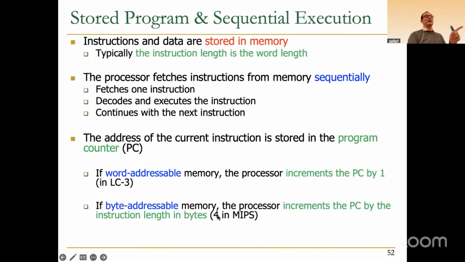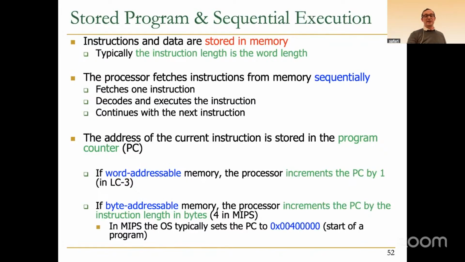We're going to see by 4, because your addresses are referring to 1 byte, and each instruction is 4 bytes. So if you want to go to the next instruction, you increment the address by 4, right? As opposed to by 1.